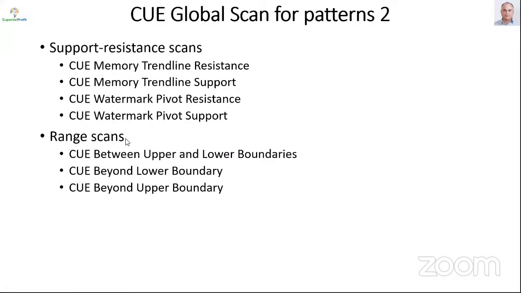Next, support resistance scans. Memory trendline resistance, that will find stocks at trendline resistance. These are support resistance scans. And we always have a bullish and a bearish scan for every category. So memory trendline resistance and also at memory trendline support. Also watermark pivot resistance, watermark pivot support. Then range scans.